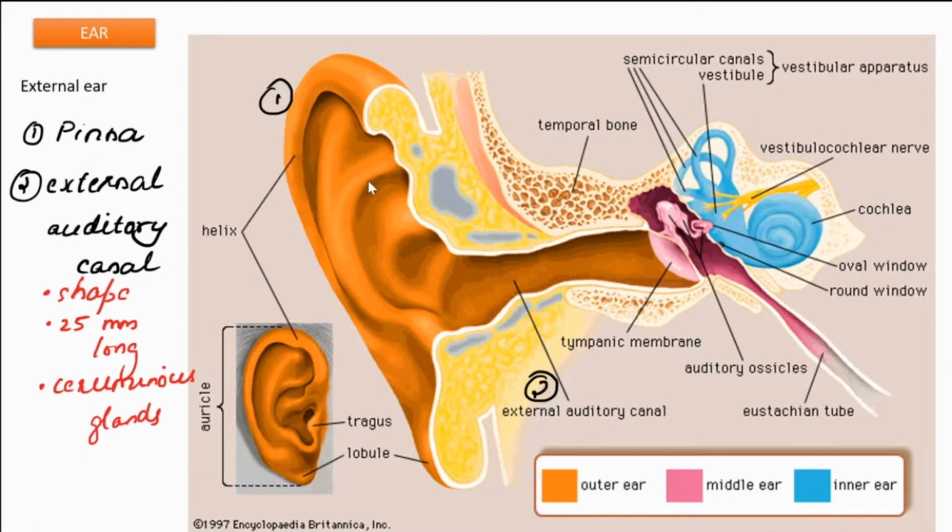So, first we need to understand about the pinna. The pinna is the outermost region of the ear and it is composed of elastic fibrocartilage. And this is covered by perichondrium and skin. This pinna is composed of elastic fibrocartilage, and that cartilage is covered by perichondrium and skin. That's only about the pinna.